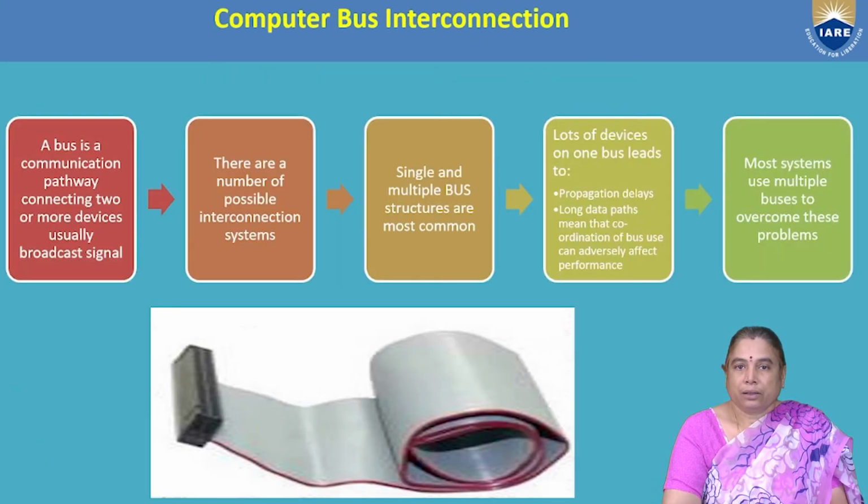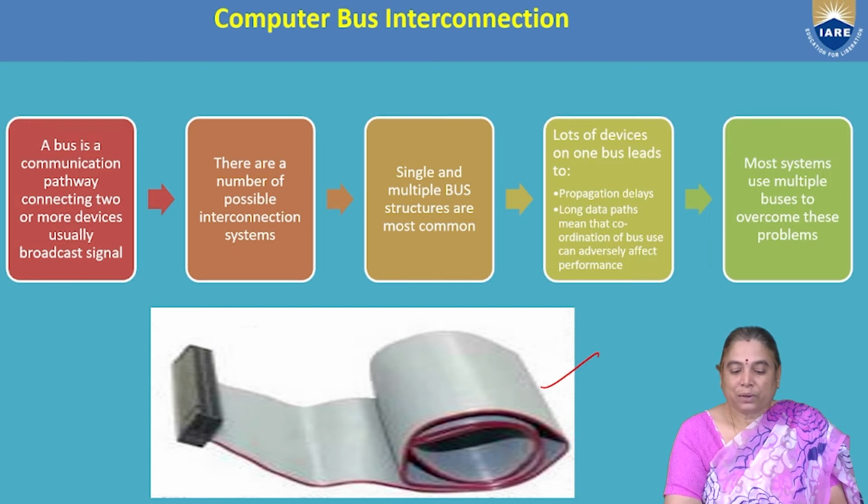Not only these arithmetic logical unit and registers, the interconnections have to be done in the CPU with the help of bus interconnection. The layout of the bus can be like this. A bus is a communication pathway between the two major components of the computer. So there is a number of possible interconnection systems. Single bus system and multi-bus system can also be there.